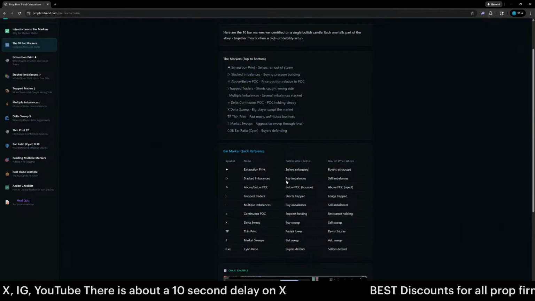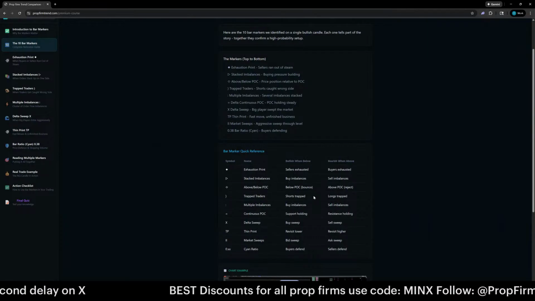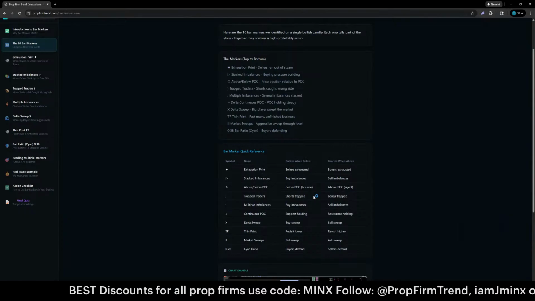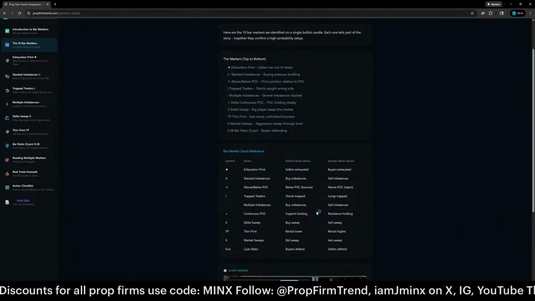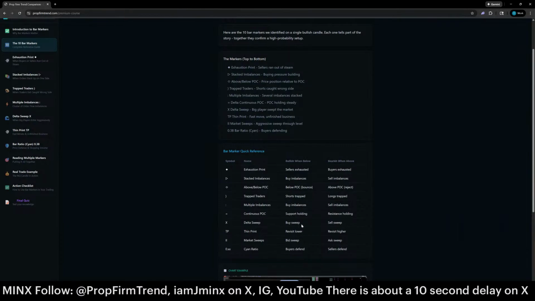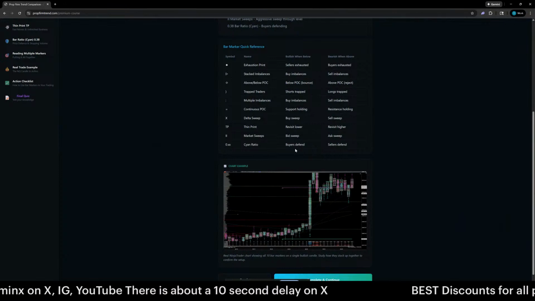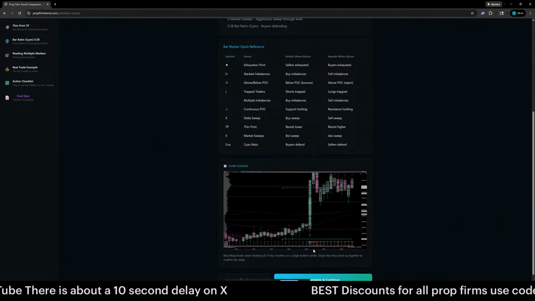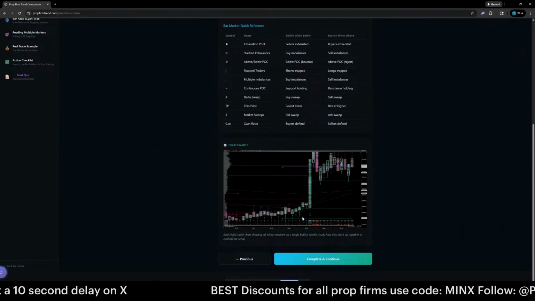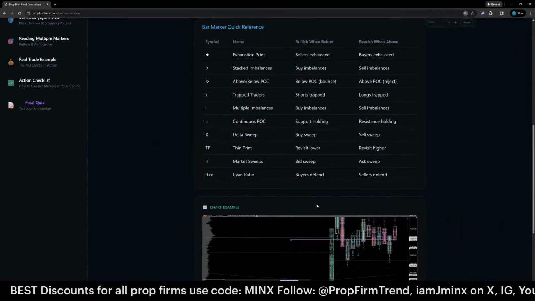The sellers were exhausted. There were buying imbalances. Shorts got trapped, so it was a squeeze. Support was holding. A sweep came in, a buy sweep. It also revisited the lower, and buyers were defending. It was that ratio that I was just talking about. I think the ratio was like 0.